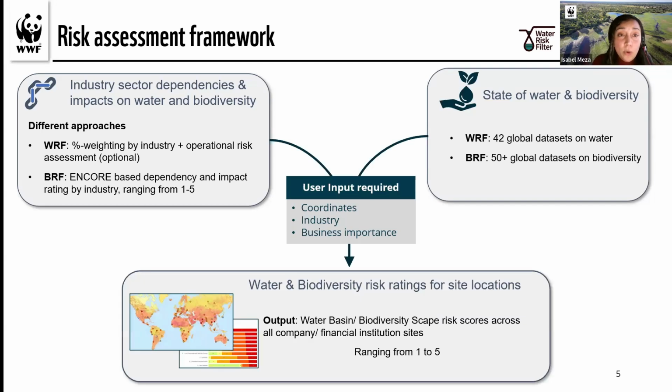At the end, we combine the information on impact and dependency on biodiversity, these weightings, and water, and we calculate the state of water and the pressures that biodiversity and water resources are facing at the specific location. It will give you the different water or biodiversity risk ratings for the site locations.